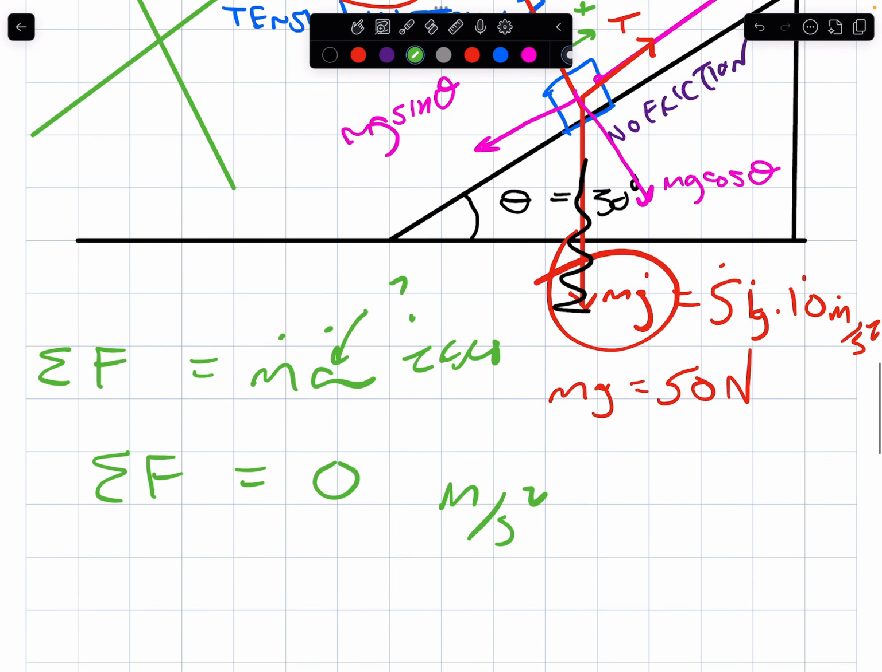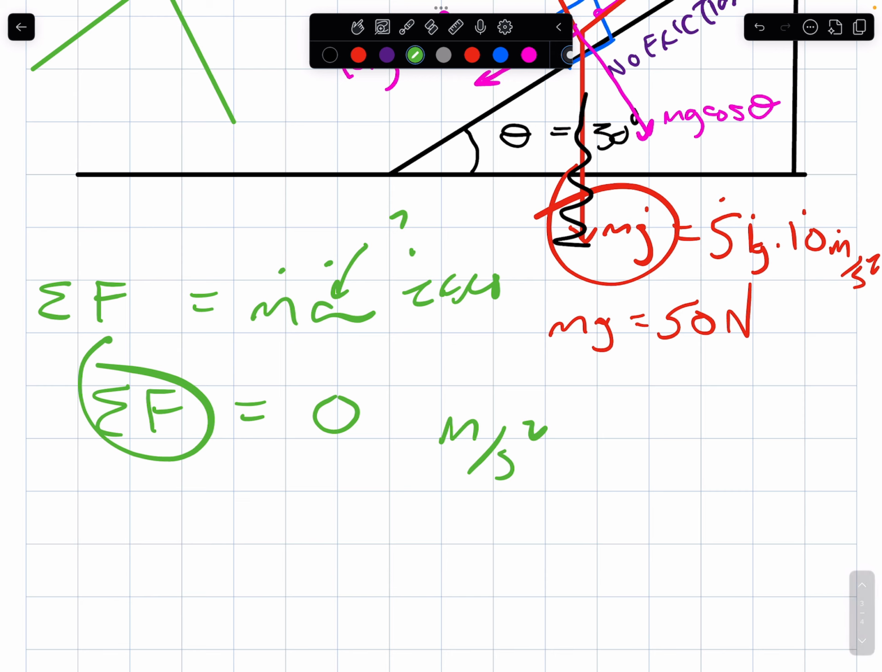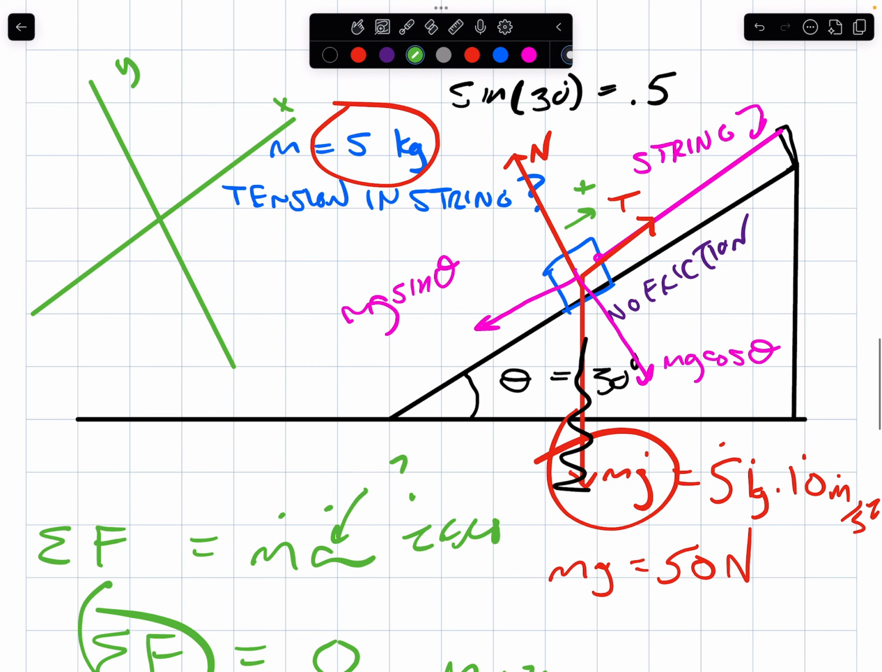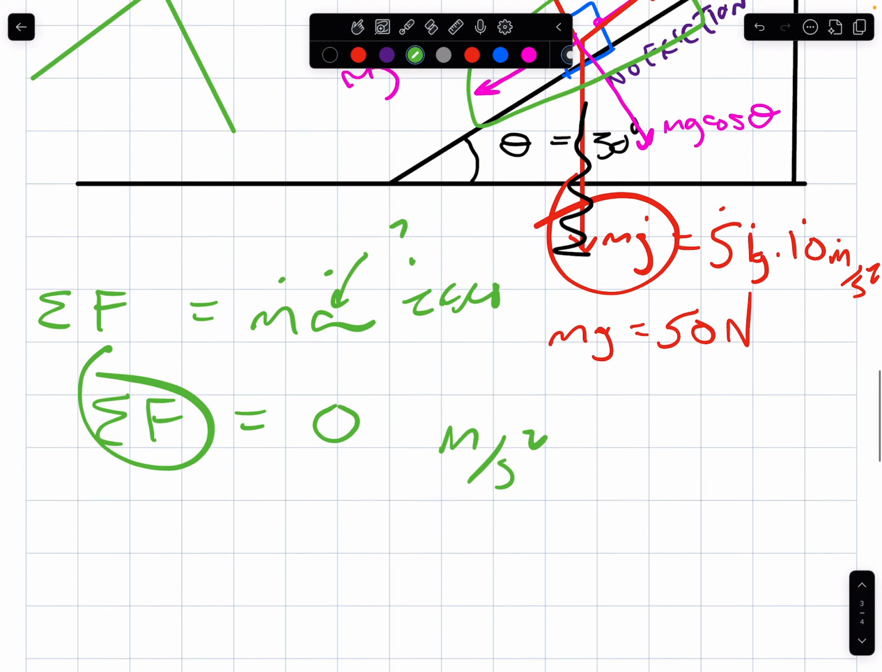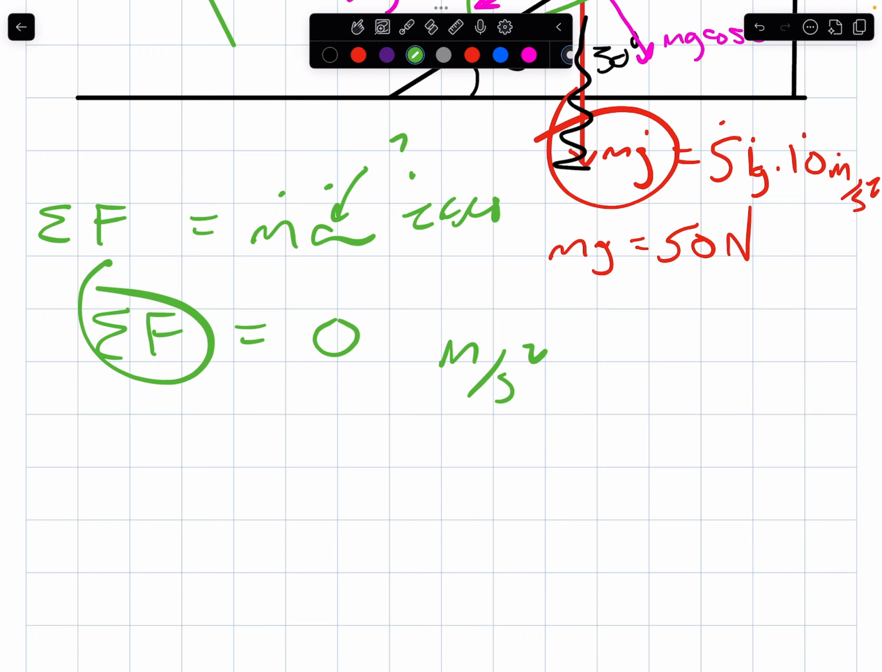Next, write the expression here for net force. In this case, it's going to be between these two forces. The net force in the direction of the incline here, well, one of those forces is mg sine theta. The other force is tension. So let's write down the net force in terms of those two. They're pointing in opposite directions, so you subtract them. So T minus mg sine theta is 0.